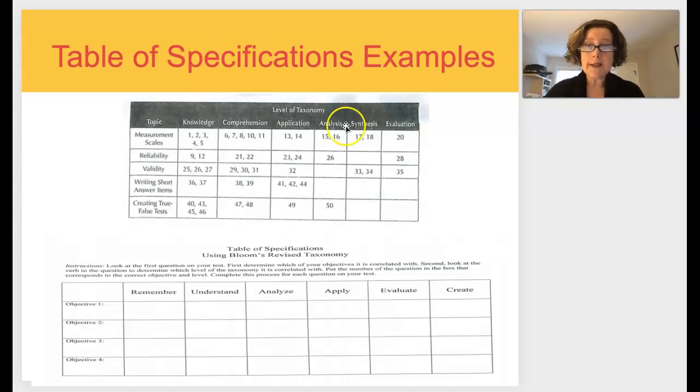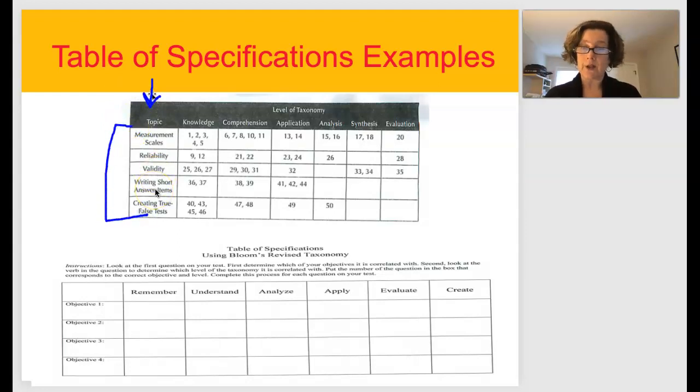So this is, I'm just gonna grab my pencil again here. So here are your topics. So if I was giving say a 50 question multiple choice test, and I was doing it around test creation, these would be my topics. So measurement scales, reliability, validity, writing short answer questions, and creating true false tests. So these are my topics.